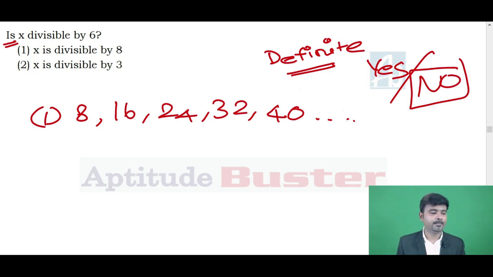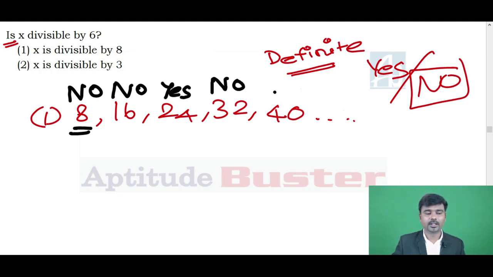Take the first statement, x values 8, 16, 24, 32, 40. Listen here. If I take x as 8, is it divisible by 6? No. If I take 16, is it divisible by 6? No. If I take 24, yes, it's divisible by 6. If I take 32, no. If I take 40, no. So from this, can you answer is x divisible by 6? Sometimes no, sometimes yes. The first statement alone is not sufficient.